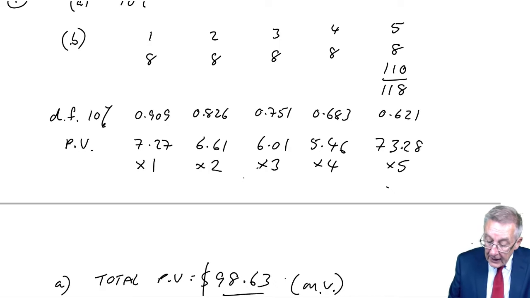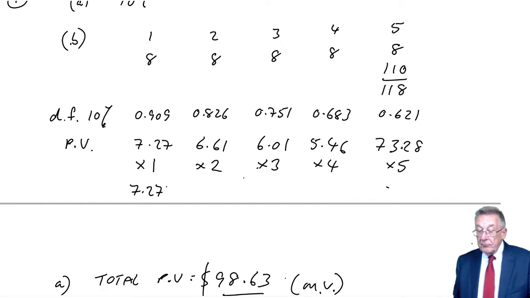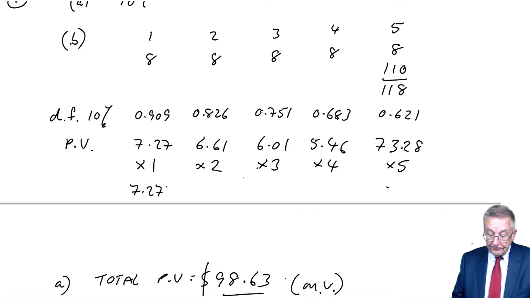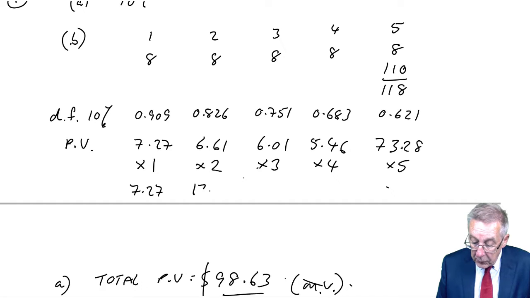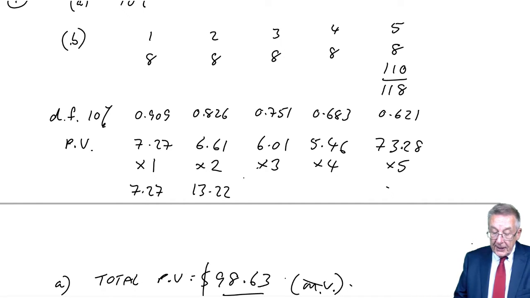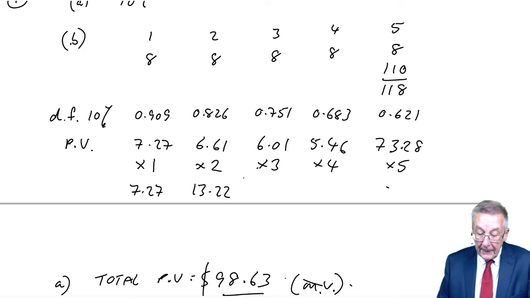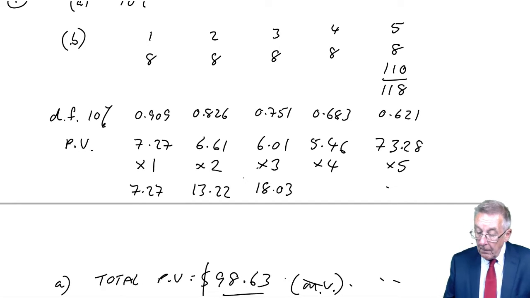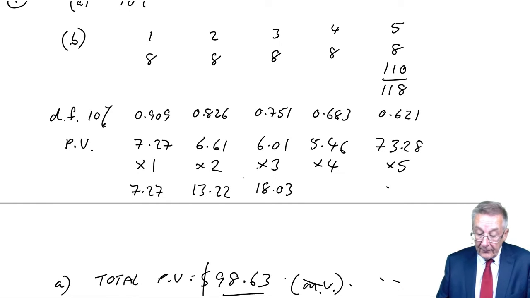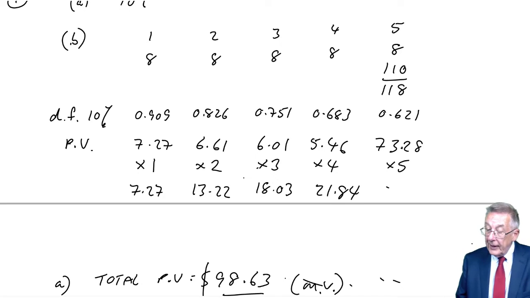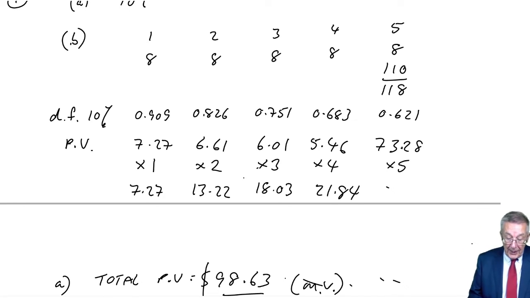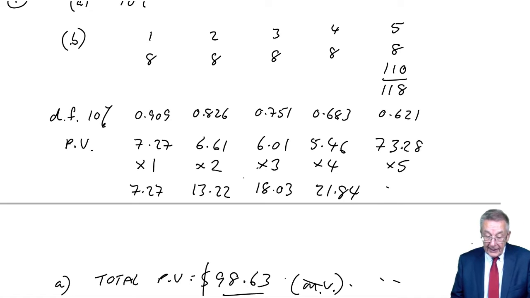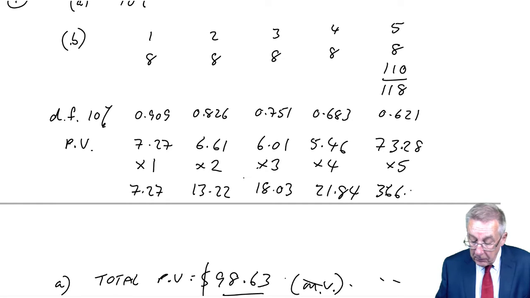And so what do I get? 7.27 times 1 is 7.27. 6.61 times 2 is 13.22. 6.01 times 3 is 18.03. And 5.46 times 4 is 21.84. And finally, 73.28 times 5 is 366.4.